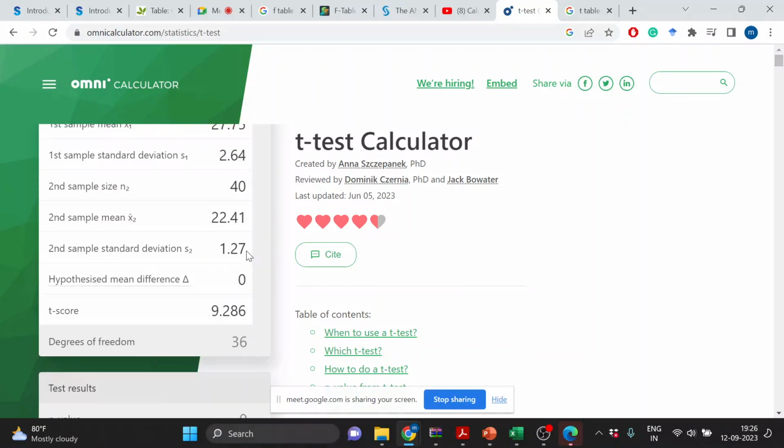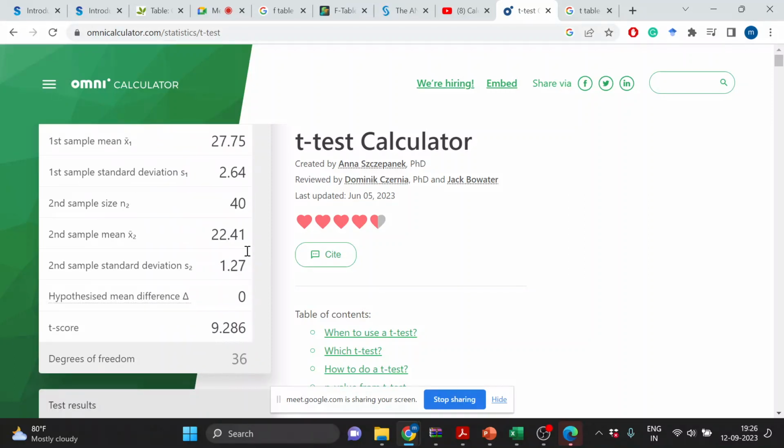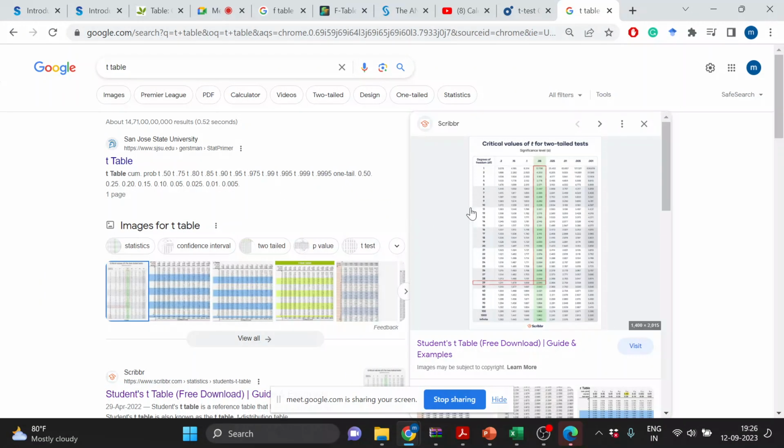So this is for just 0.05. Okay, we'll test for t equals 0.01. So we got this as 9.28, no? So t table, let's see.